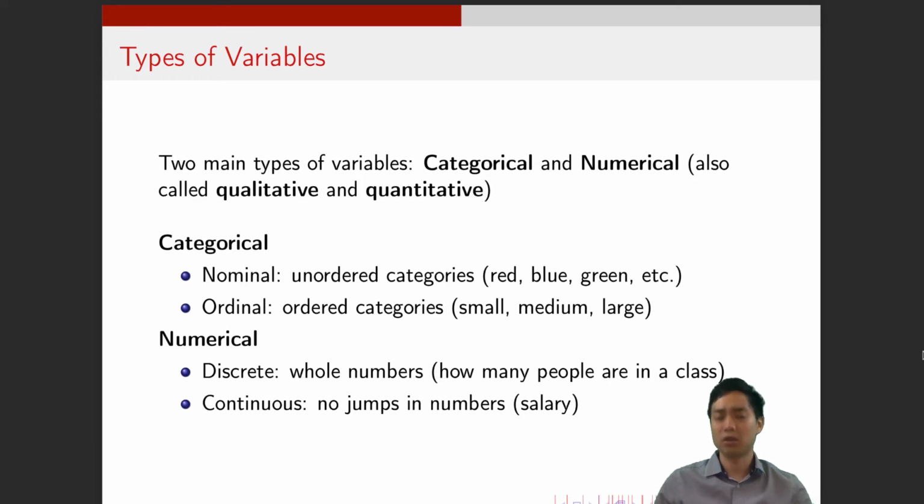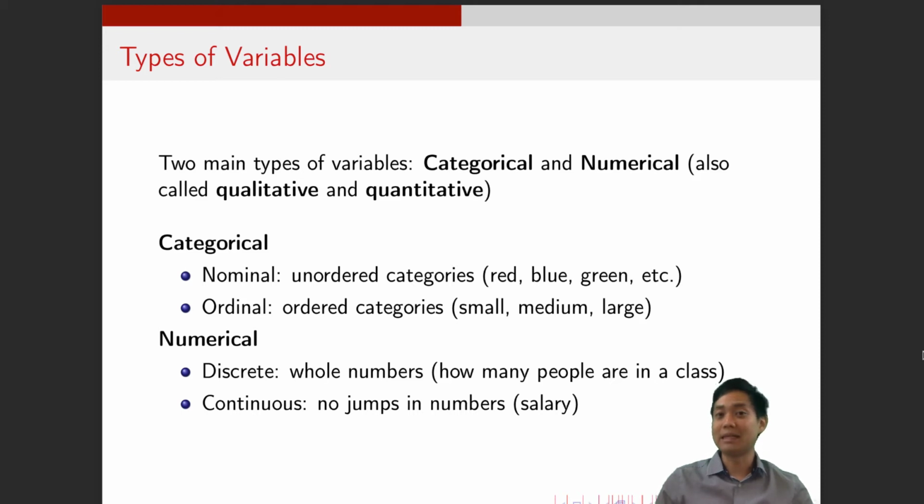And then you have numerical variables, and there are two different types of these. There's discrete, which are whole numbers, for example how many people are in a class. Versus continuous, which might be something like salary, where it's a continuous scale rather than just whole discrete numbers. A lot of times it's easy to fall into the trap of thinking, if it's numbers, then it's numerical. If it's not, it's categorical.